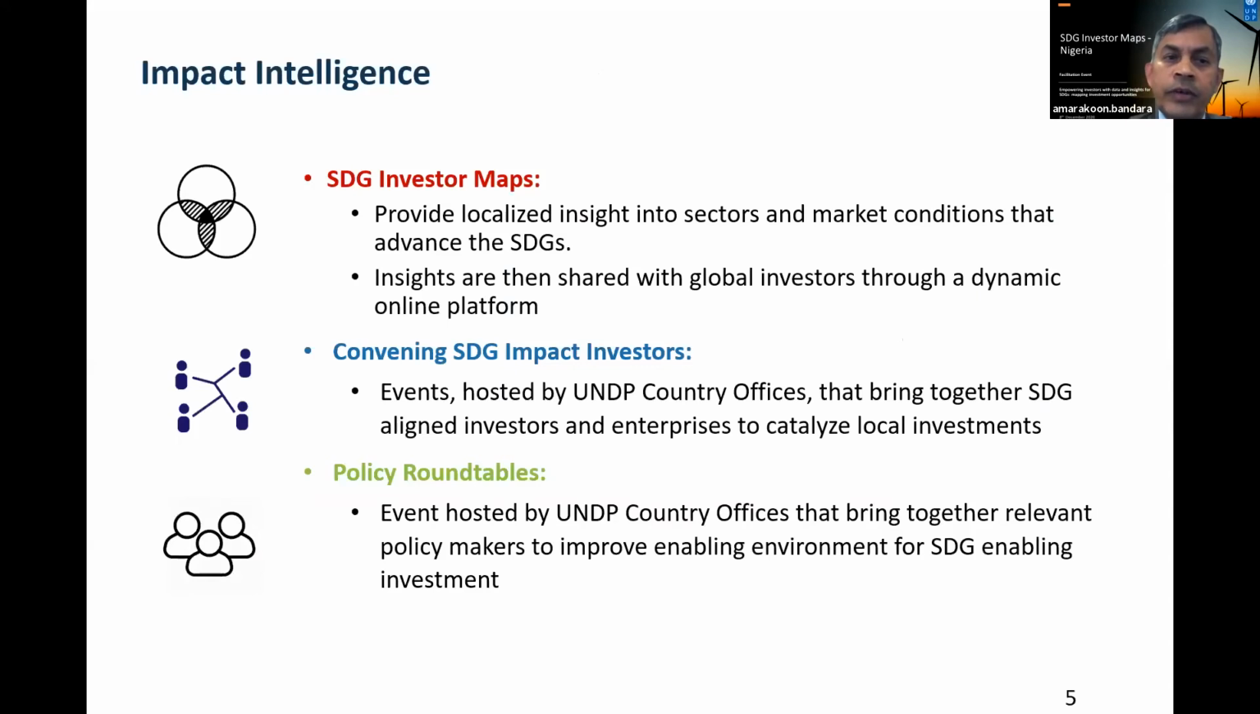Now, in terms of impact intelligence that we are bringing in, we provide localized insight into sectors and market conditions that advance SDGs. Those insights are then shared with global investors through a dynamic online platform, which is being put in place now. We also plan to convene SDG impact investors forums, initiatives like this one.